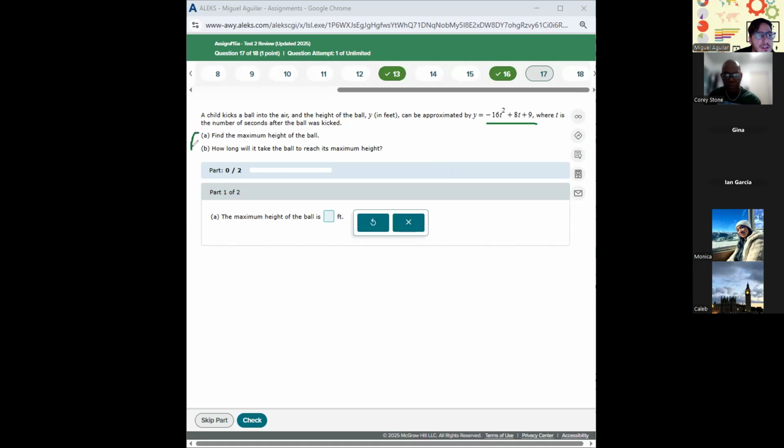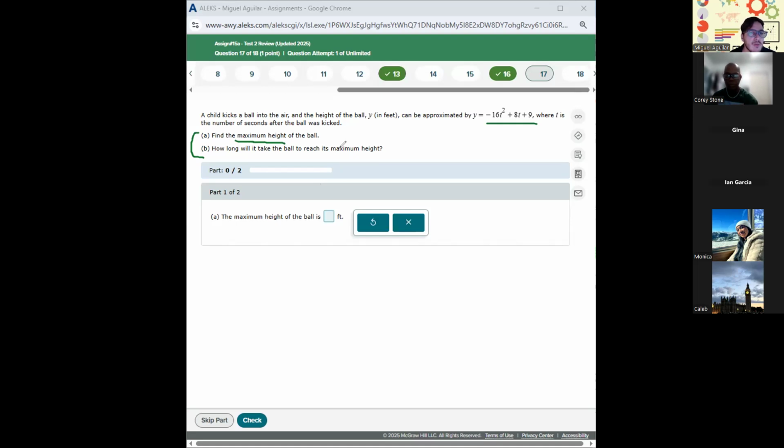This is a two-parter, okay? So I want you to just read one part at a time. This says find the maximum height of the ball, okay? So let me write the equation down because it's always important to write that function down. They said y equals negative 16t squared plus 8t plus 9, and we're looking to find the maximum height.